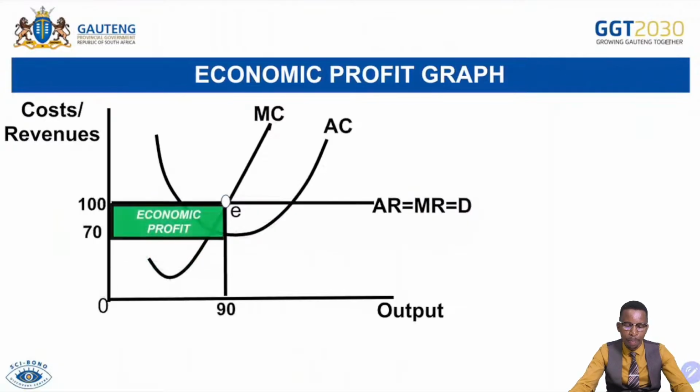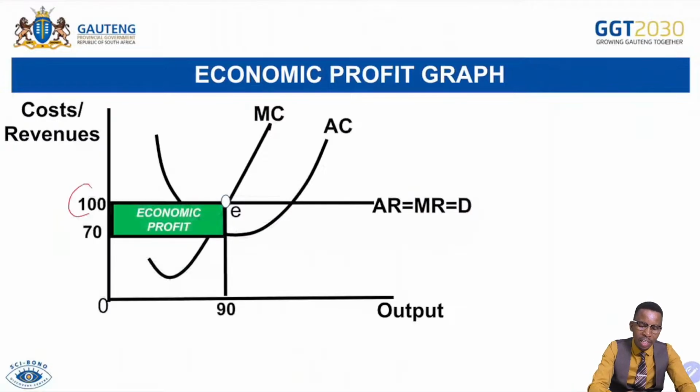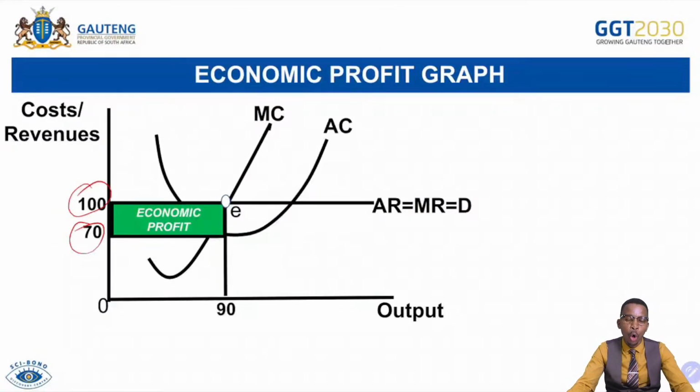Thereafter, there is the box indicating economic profit. Why do we call this economic profit? Because average revenues are 100, average costs are 70. So average revenues are more than average cost, or total revenues are more than total cost. For that reason, the firm is making economic profit. The shaded area indicates economic profit because AR is greater than AC. And E is the profit maximization point. 90 is the profit maximization output, and 100 is the profit maximization price.